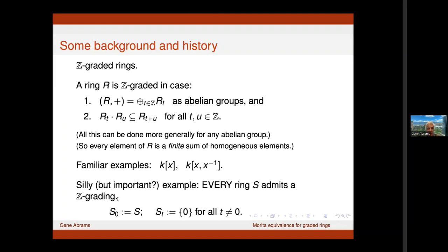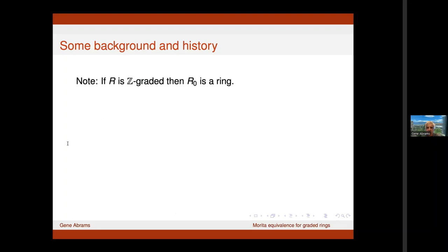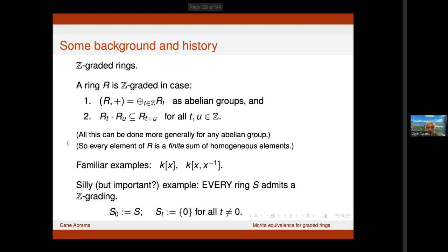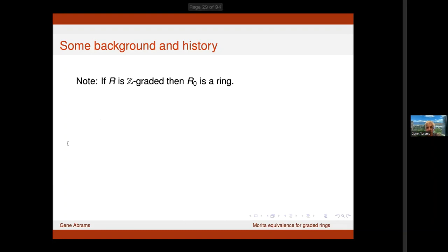Here is another example. It seems on the surface sort of trivial, but if you hand me any ring that's not a priori graded, you can always grade it. You put everything in the zero component and you move everything else out. So the point is, when you do this decomposition, all you're requiring is that the components are abelian groups. But in particular, if you take something in the zero component times something in the zero component, it has to give you something in the zero plus zero component. So it turns out that the zero component at least is closed also under multiplication. So the zero component turns out to be a ring in its own right.